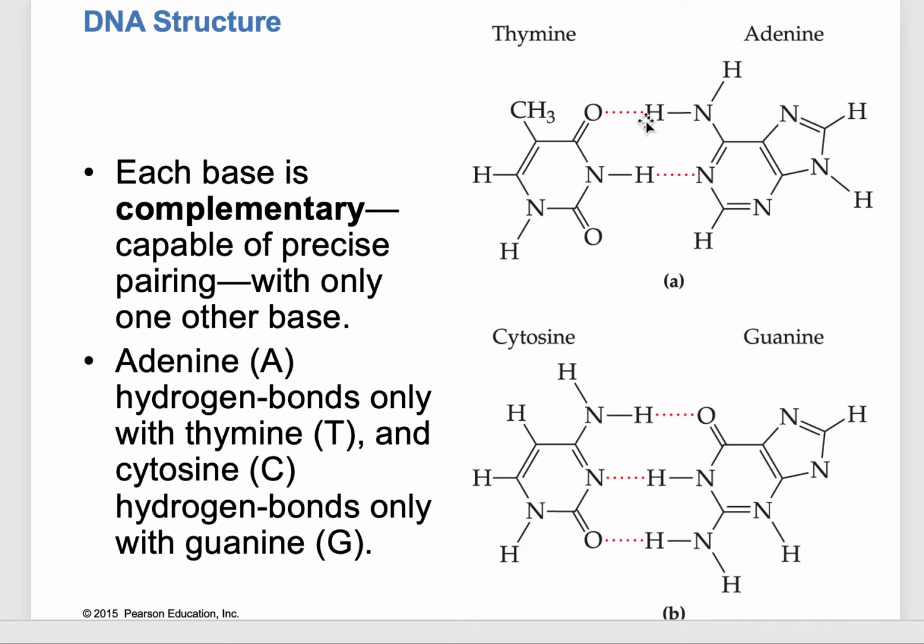Now, these are not random. Thymine only pairs with adenine, and guanine only pairs with cytosine, and that's three hydrogen bonds. They have to line up perfectly. There's no mistake there. So remember, adenine and thymine, two hydrogen bonds, facing each other. Guanine and cytosine, three hydrogen bonds, facing each other.